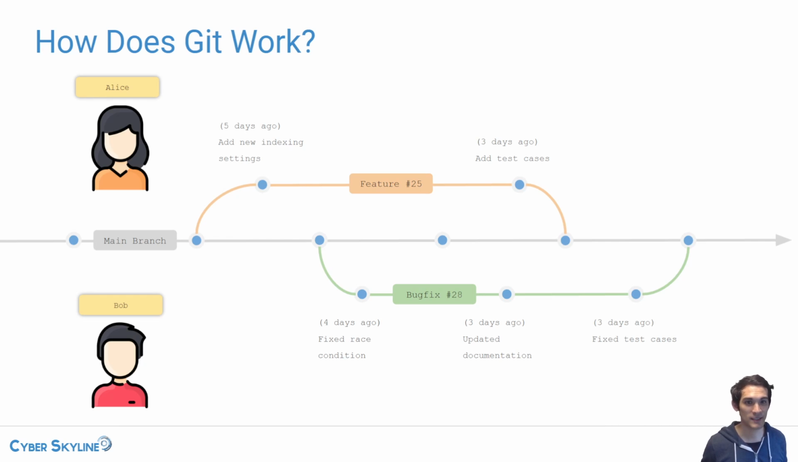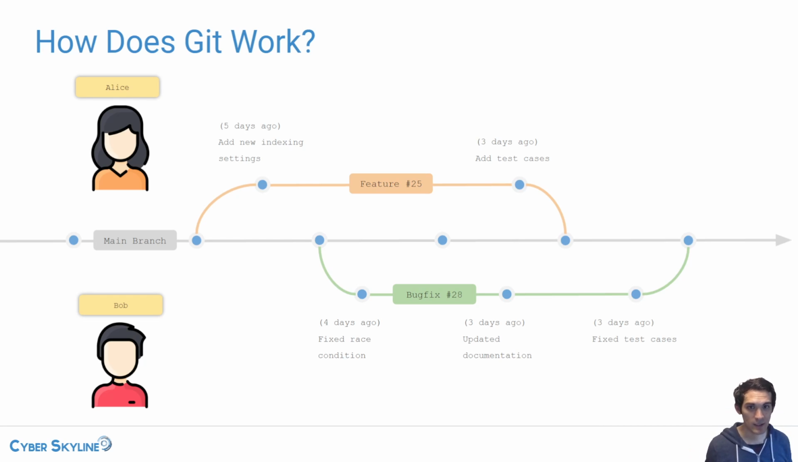So that is basically the current version of our repository, whatever everyone in our group is using as the official version. And then when Alice wants to work on some new feature number 25, she will create a new branch. So she'll create her own version of this repository. And that's this orange line right now.